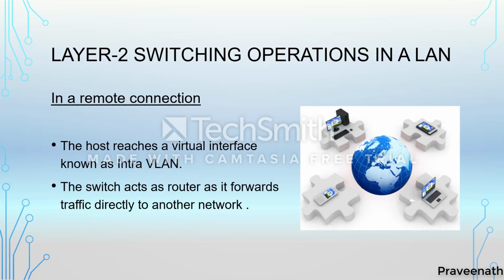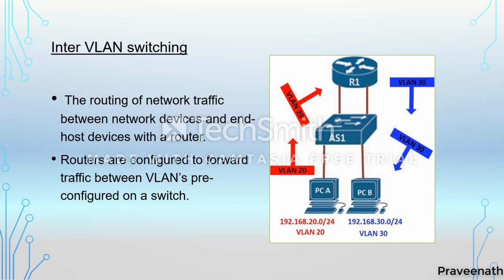Okay, I'm Pranath. I'm going to talk about layer 2 switching operations in a LAN. In a remote connection, the host reaches a virtual interface known as intra VLAN. The switch acts as a router as it forwards the traffic directly to another network. Next is inter VLAN switching, which is basically routing of network traffic between network devices and end devices with the assistance of a router. The routers are configured to forward the traffic between VLANs pre-configured on a switch.